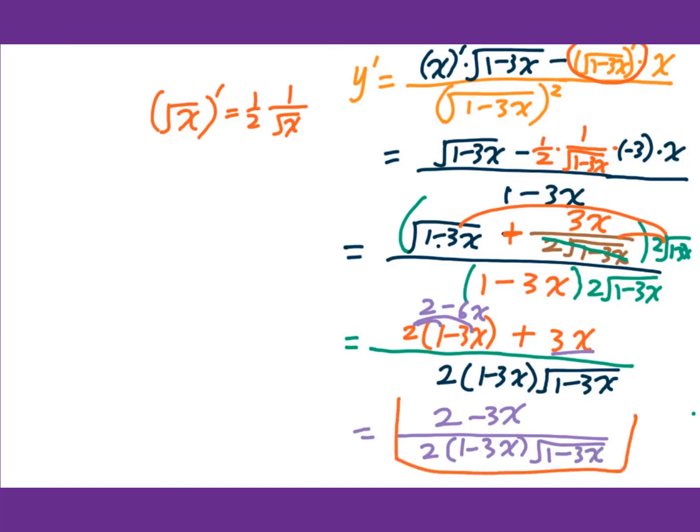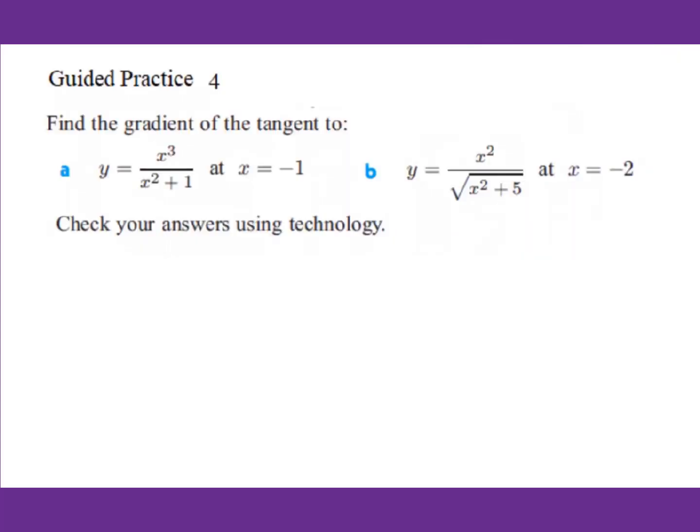This will be the derivative for this function. For guided practice 4, find the gradient of the tangent to the function at x equals -1. Gradient of a tangent, that means a derivative.